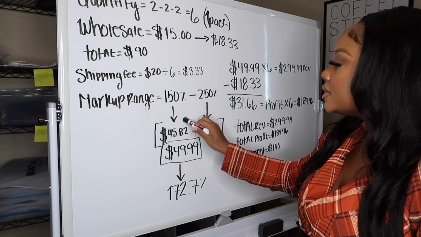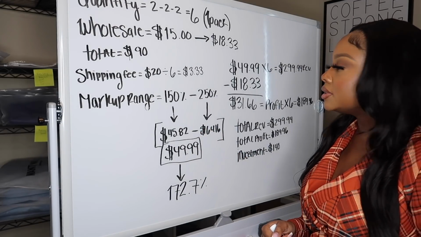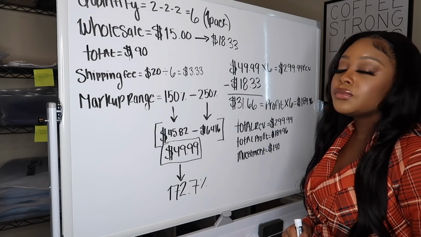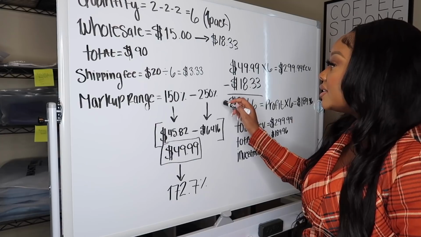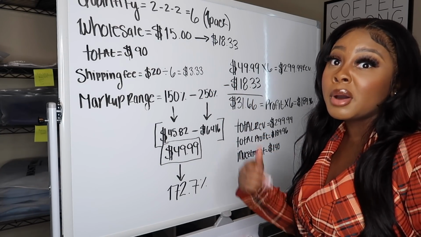So I know the lowest that I'll sell this garment for is $45.82. I know the highest I'll sell the product for maybe $64.18. Granted, even though this is my highest markup range, sometimes I even go up above this.